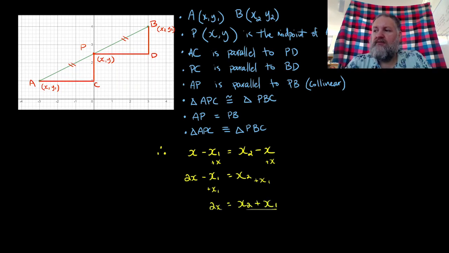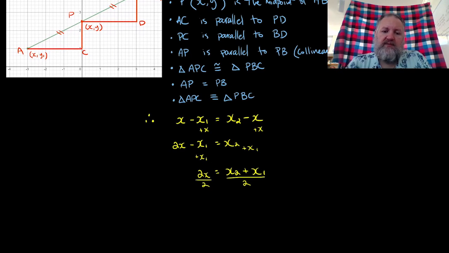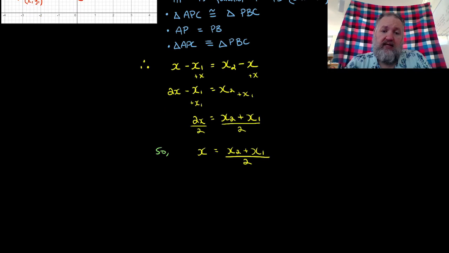I am then going to divide both sides by 2 to get x by itself, and x by itself will be equal to x2 plus x1 divided by 2. Okay? I can then also say, very similarly, that my y point will be equal to y2 plus y1 divided by 2, because I would just do the same thing that I did up here. I would follow the same steps, but with a y, and I would get the same answer.